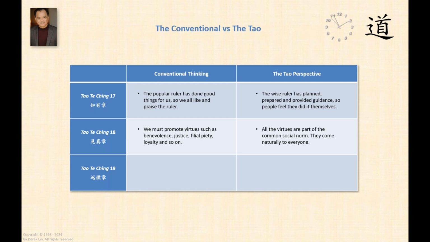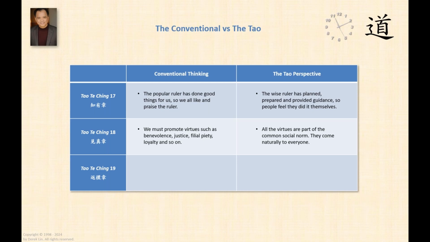What we're saying is that being virtuous, like benevolent, kind, just, compassionate, loyal, and so on, being virtuous is simply the way people are. And no reminders are necessary. You don't need to set down rules for people to be good. They're naturally good.